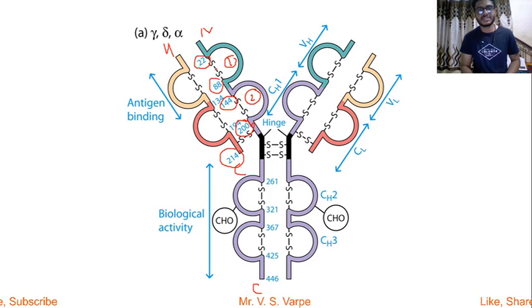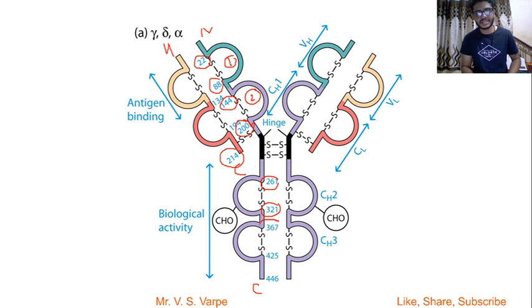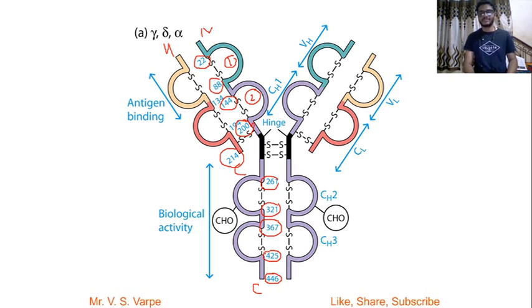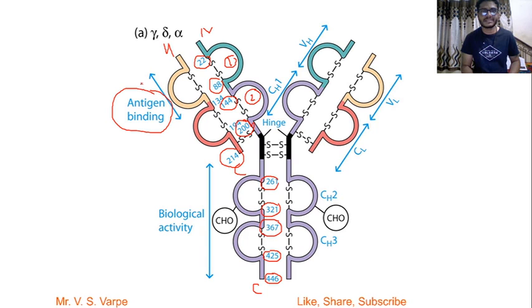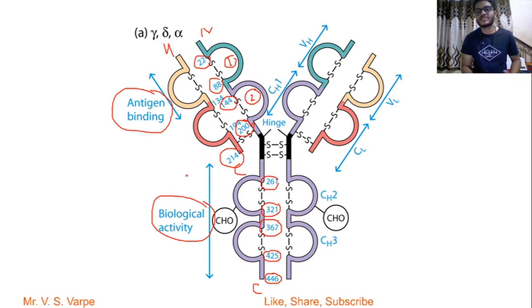Okay, this is a very important concept. Then another fold comes from amino acid 261 and completes at amino acid 321. The next folding starts at amino acid 367 and completes at amino acid 425, and the total number of amino acids is 446. Okay, same for this side. This side is the antigen binding site and this side is the biological activity site.